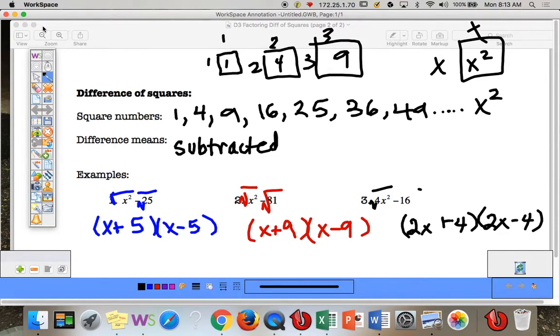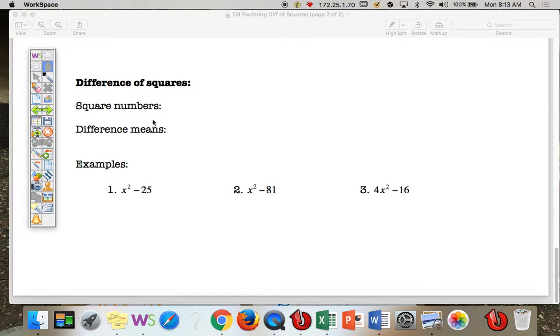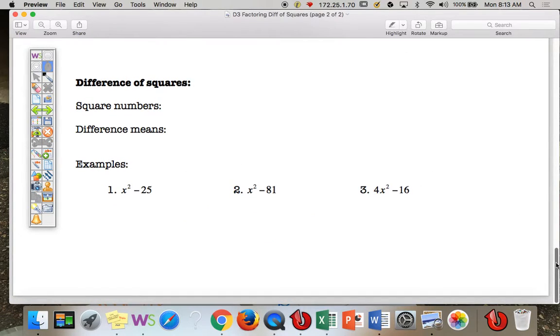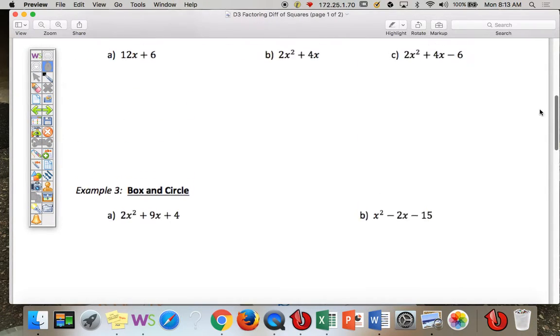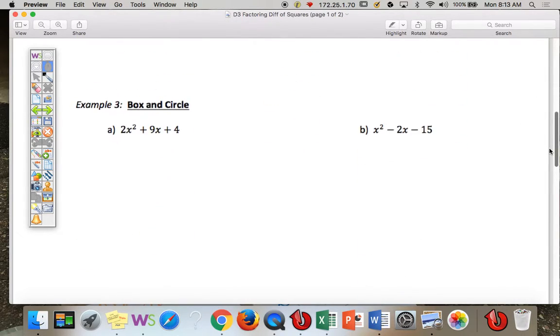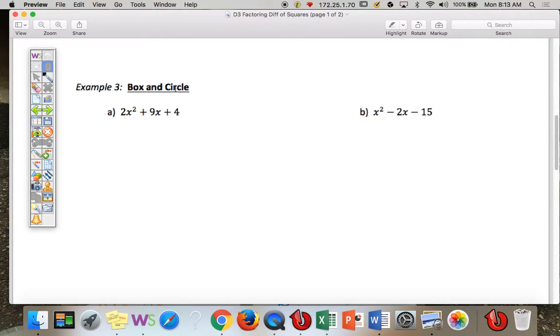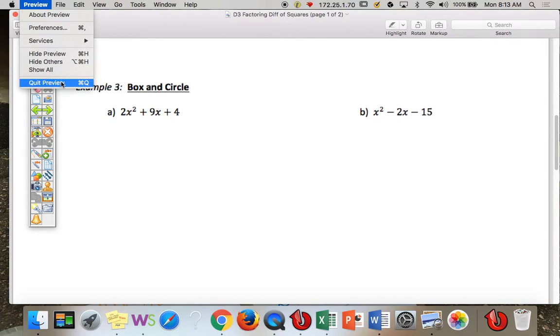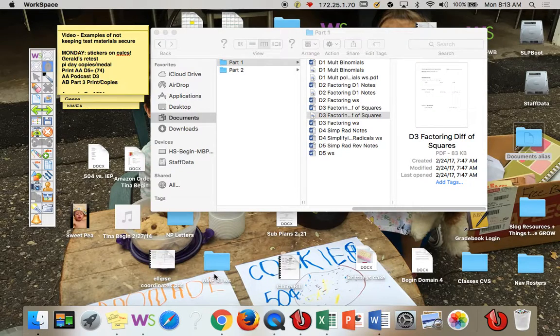So when you're doing these factoring problems, you should look for this pattern first. You should look for two terms. If they're square numbers being subtracted, use difference of squares. And if that doesn't work, you should next try greatest common factor and pull that out. And if that doesn't work, you should try box and circle. So today you're going to practice these three methods of factoring, and we'll do this more tomorrow as well.